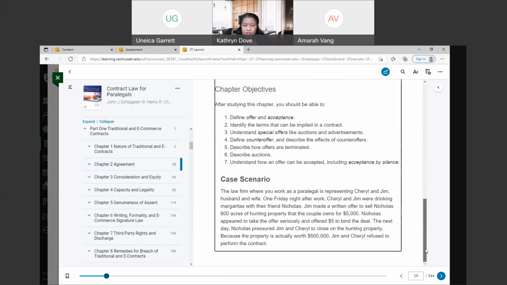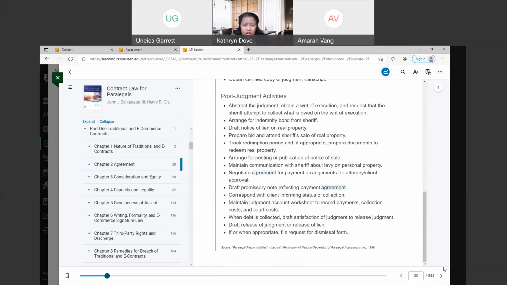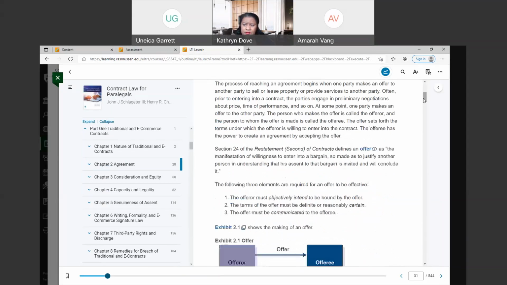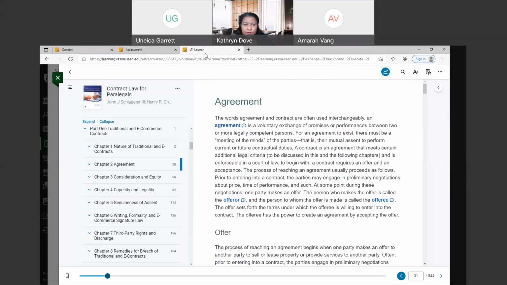Chapter objectives: define offer and acceptance. So you're trying to figure out whether or not our scenario presents an offer. Well, what's an offer anyway? We have to get a definition of an offer from the textbook or our lecture notes, right? Here's one from the textbook. Three elements are required for an offer. The offeror must objectively intend to be bound. The terms of the offer must be definite or reasonably certain. The offer must be communicated to the offeree. The process of reaching an agreement begins when one party makes an offer to the other party to sell or lease property or provide services. So that's your rule. You're going to analyze the facts of our case and then reach a conclusion. And you will need to cite to the textbook and cite to any cases that you need to use or the lecture notes. Does that answer the question?